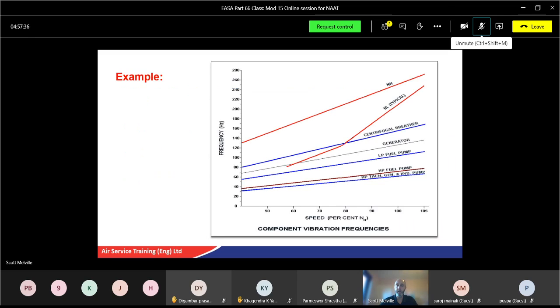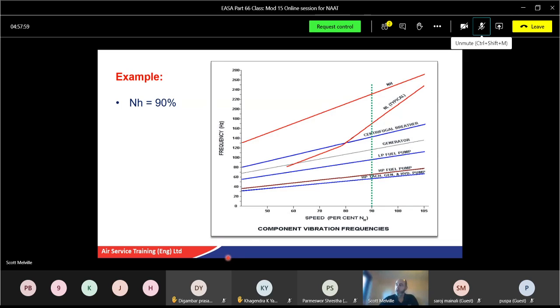Examples of frequencies you might come across. This is a typical graph you might find. Every rotating component will have a frequency where it vibrates. That's just natural, so we can actually figure some parts out. So, an example. Let's say we were running an engine and we got a vibration caption come on, and we've got NH, or N2, at 90%.